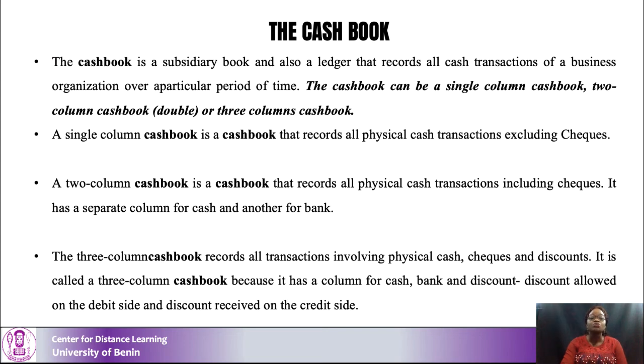For a 3-column cash book, the difference is that we have a 3rd column for discount allowed and for discount received. When we go out to purchase goods, we might be allowed some form of discount, and so we're receiving that discount. So on the purchases side, we have something we call discount received that serves as a rebate to us. Also, when customers come to buy from us, when we sell to them, we can also allow discounts to them. So discount allowed is to sales, while discount received is to purchases.